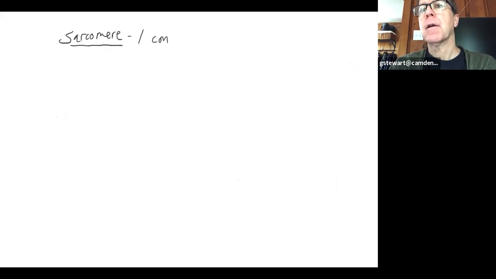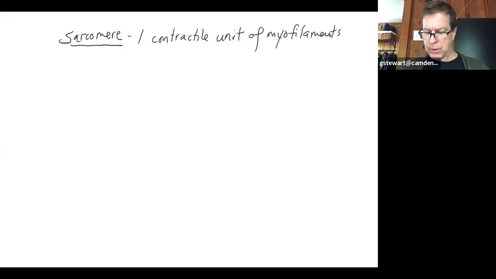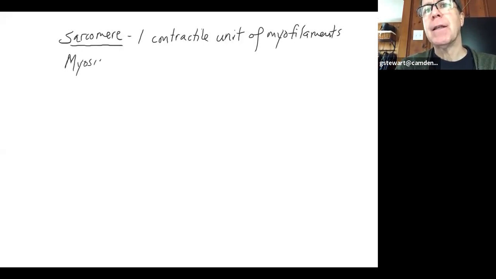So I'm going to add on to this word. Sarcomere refers to, you'll hear me say this later, one contractile unit of myofilaments. I'm going to draw some pictures in a minute to show you how the inside of a muscle cell is arranged. But I'm going to use this language, and I want you to be able to refer to it. So we mentioned myosin and actin. I'm going to describe them in slightly more detail now.